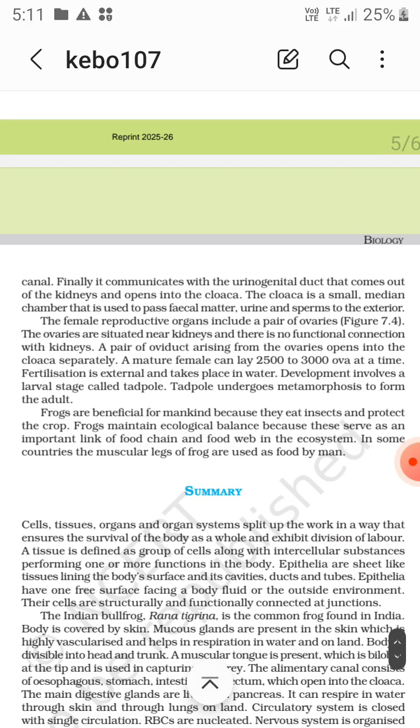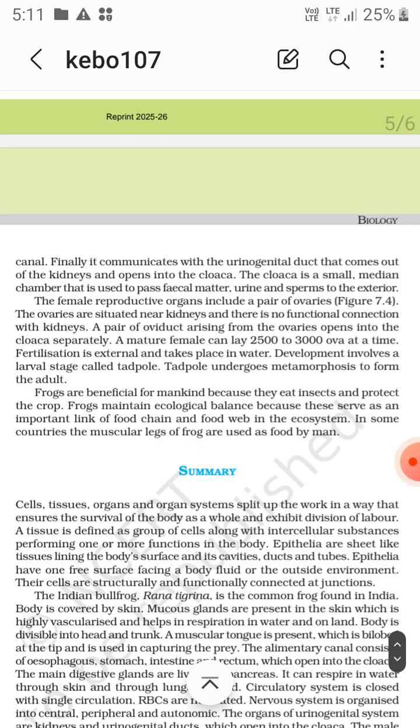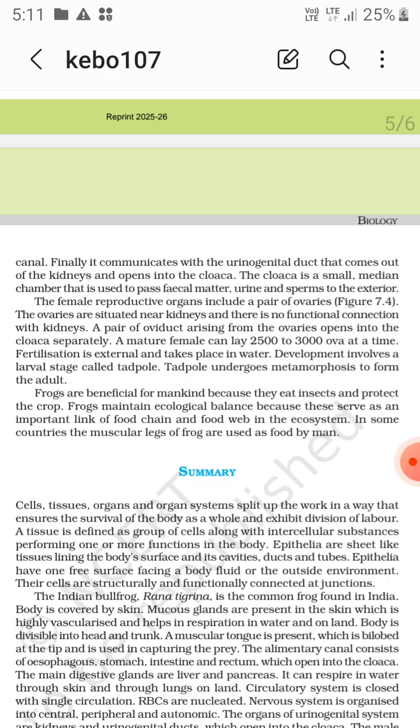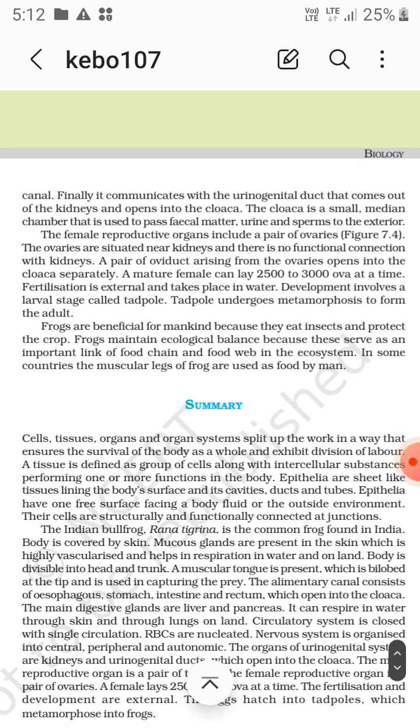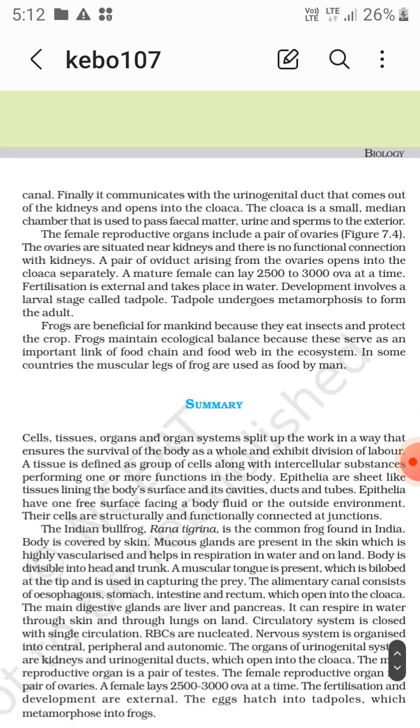Okay, the female reproductive organs include a pair of ovaries. The ovaries are situated near kidneys, and there is no functional connection with the kidneys. A pair of oviducts arising from the ovaries opens into the cloaca separately. A mature female can lay 2500 to 3000 ova at a time.